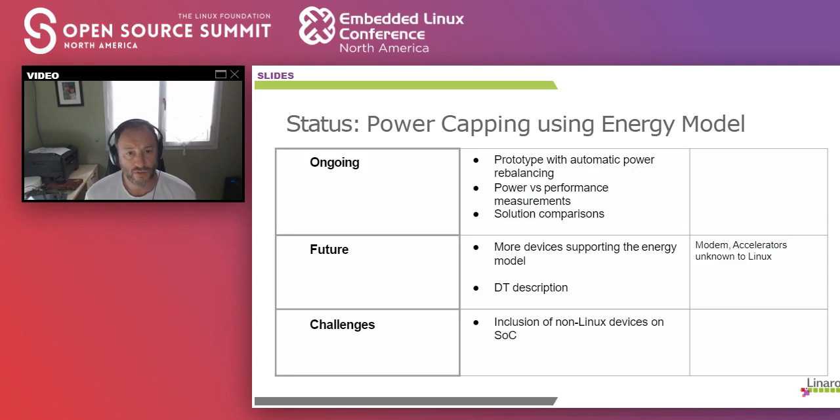Concerning the work we are doing with the power capping using the energy model, we are working on a prototype. And right now we are at the level of automatic power rebalancing, which is a bit complex. It's working, but we still have issues with that. And the next step, when that is fixed, is to do power versus performance measurements. And of course we have to compare that with the existing solution we have with the thermal daemon.